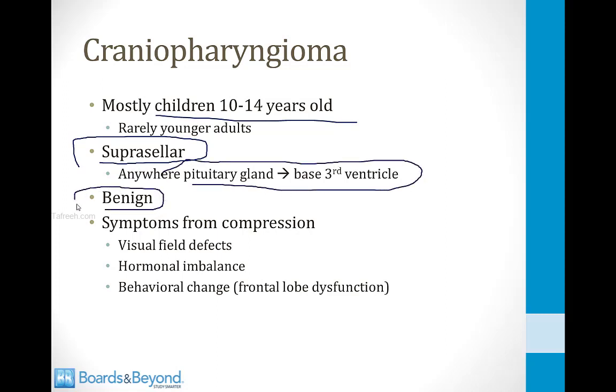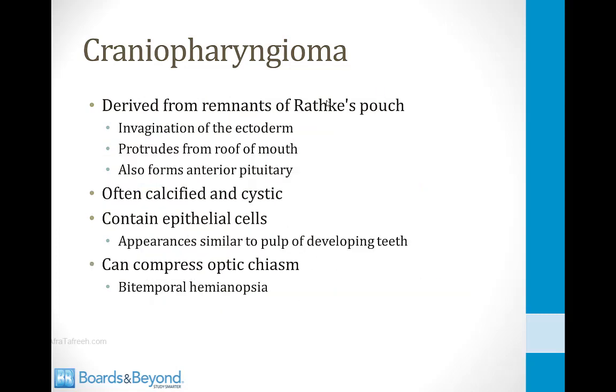They're benign, so they don't usually harm you from metastases, but the problem is they can compress important structures. So they can give visual field defects, they can interrupt the function of the pituitary gland, causing hormonal imbalance, and they can cause behavioral changes if they affect the frontal lobe. It's high yield to know that they derive from remnants of Rathke's pouch.